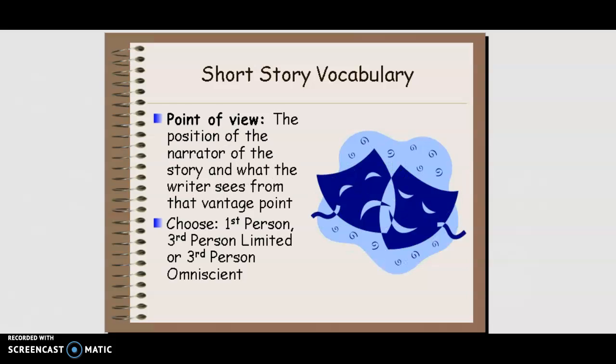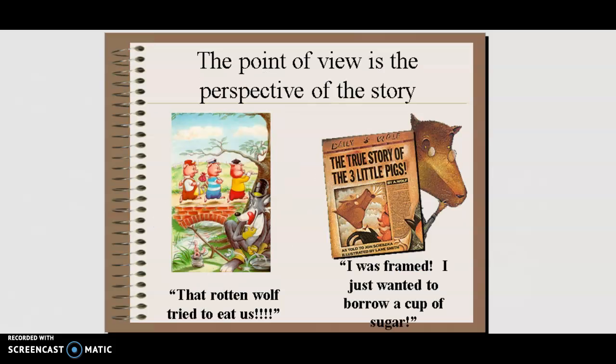Short story, okay, the point of view: the position of the narrator of the story and what the writer sees from the vantage point. Choose first person, third person limited, or third person omniscient. When you say it is said that, it is narrated that, it is obvious that, and you can say, I think that, I can say that, I believe that, but you use the third person to narrate the things that you think about the story. The point of view is the perspective of the story.